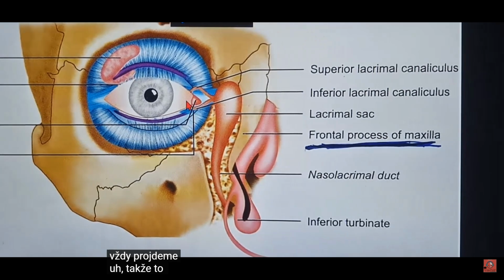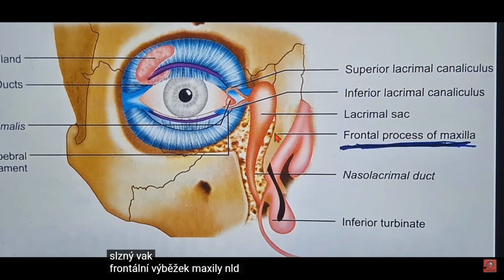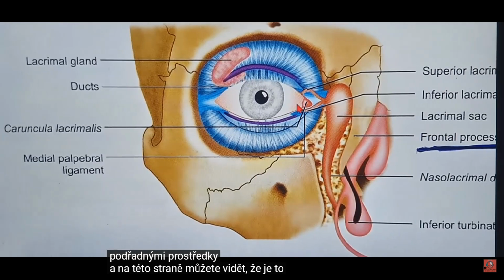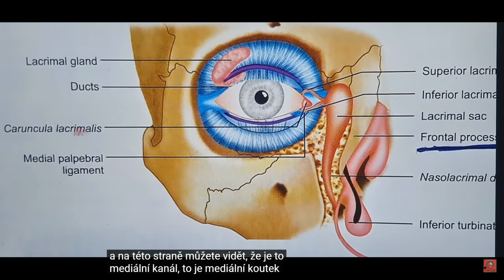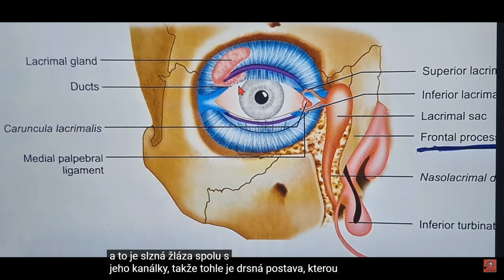So that's the labeling for you: the superior lacrimal and inferior lacrimal canaliculus, the lacrimal sac, the frontal process of the maxilla, the NLD, and the inferior turbinate along with the inferior meatus. On this side you can see the medial canthus and the medial palpebral ligament right there. And that's the lacrimal gland along with its ducts. This is the rough figure we see in the textbook.